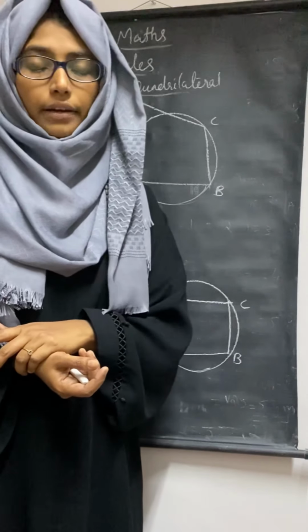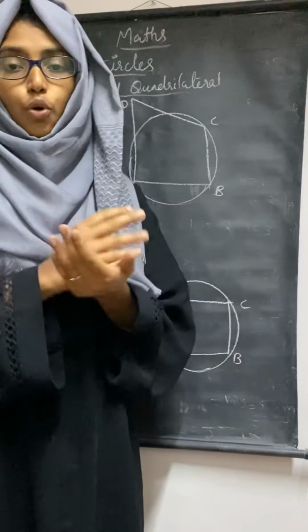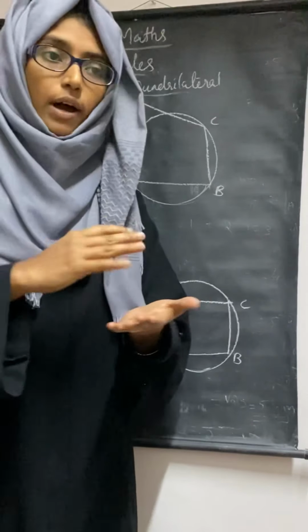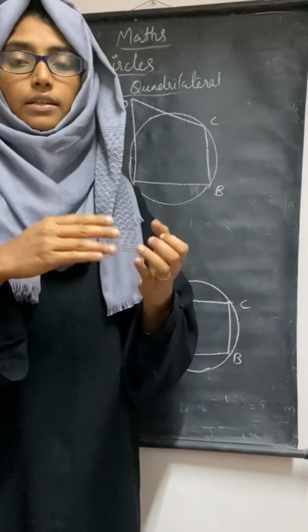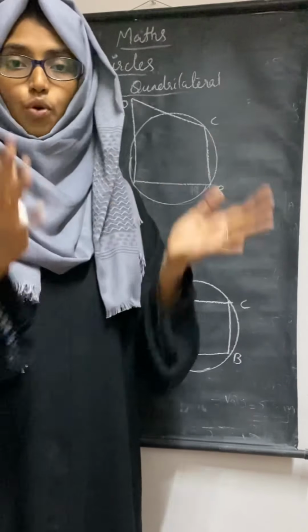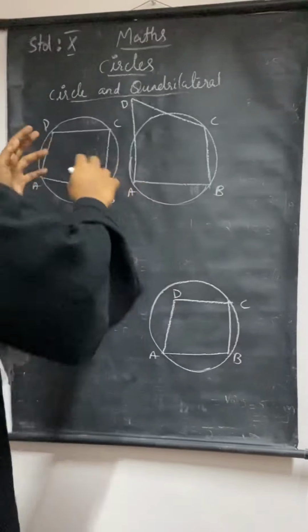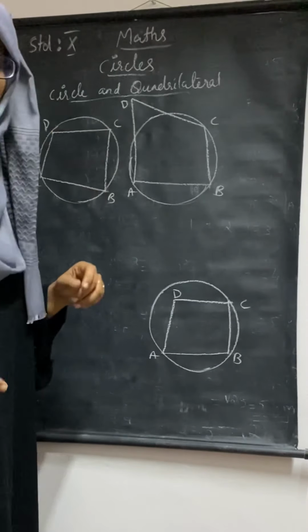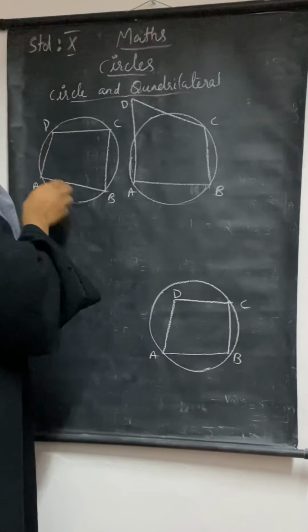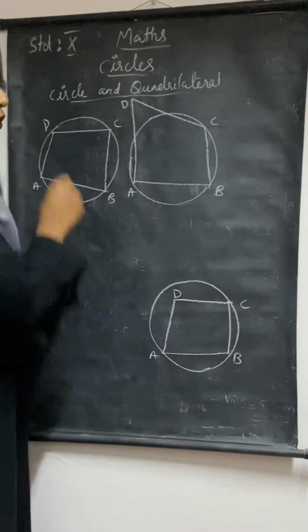What do you mean by quadrilateral? A figure having four sides, four points or four angles is called a quadrilateral. Mainly we can consider a square or a rectangle, with four sides. Now we can see here a circle and a quadrilateral inside it. How many points are there? 1, 2, 3, 4 points.